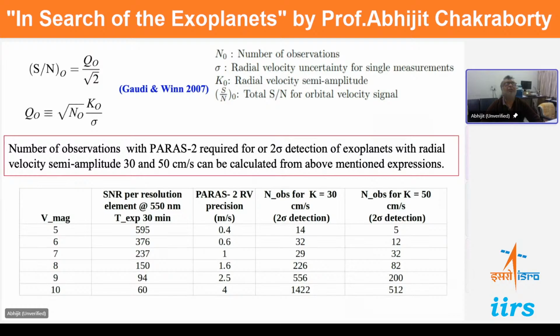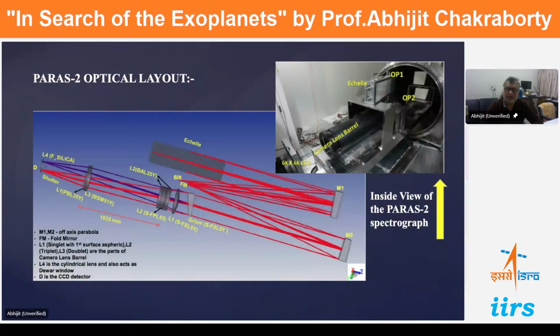Okay, so I will forego this because it is a little tougher for the audience. This is a photograph of the Paras-2 optical layout, and you can see the vacuum chamber is opened up. You can see all the optical components: the echelle, off-axis parabola, lens barrel, and the detector is here.